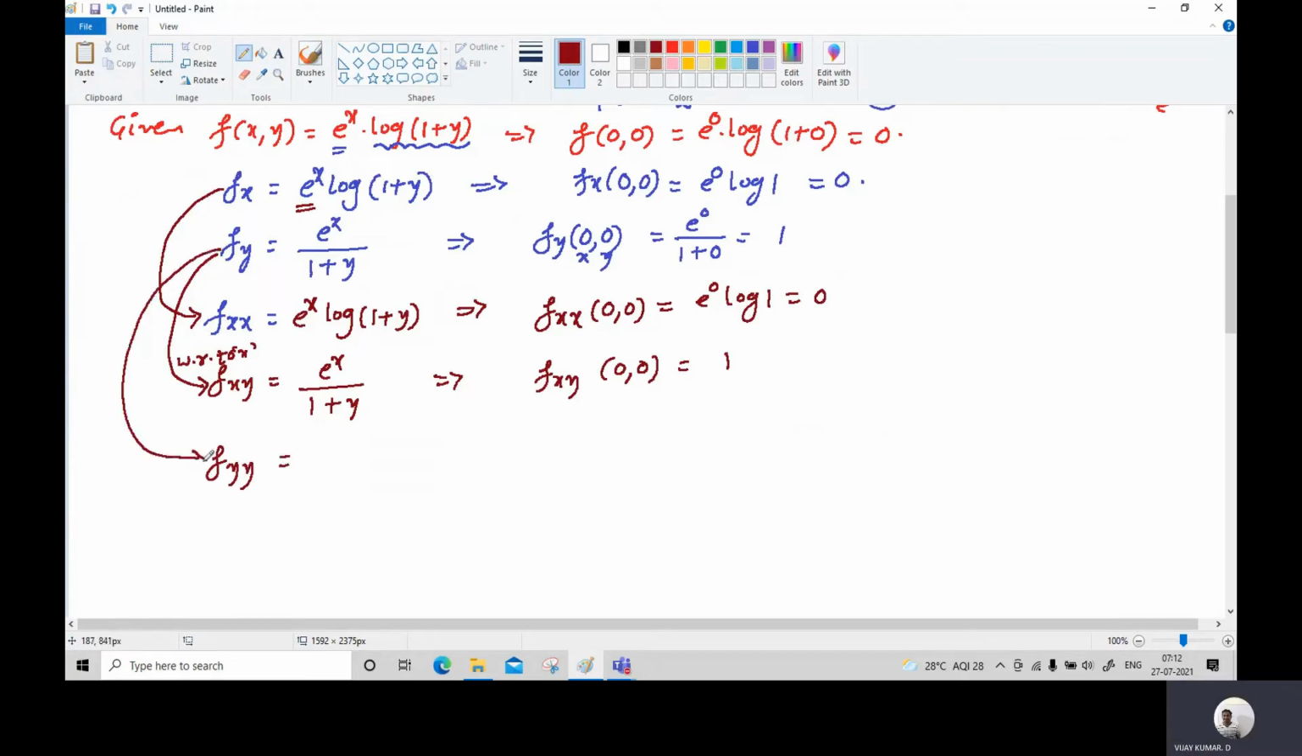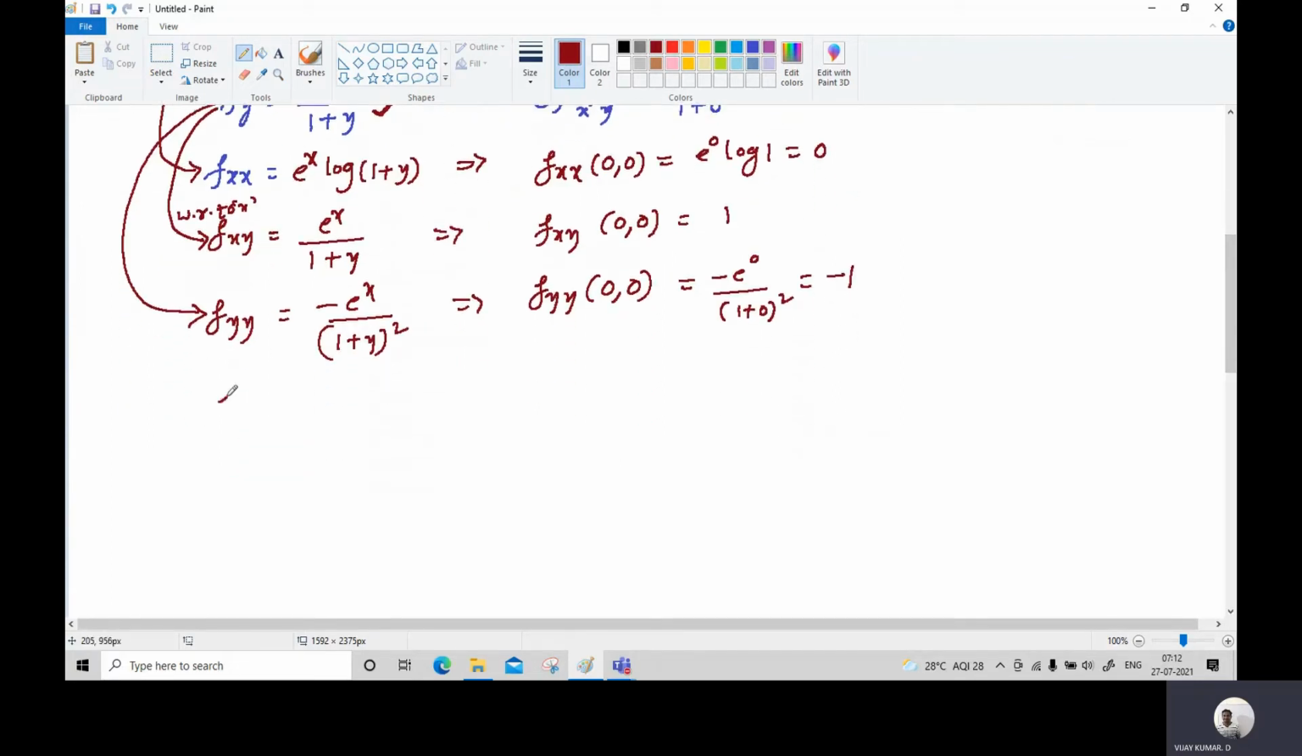Next, f suffix double y. Again, you should take this one. Already e power x by 1 plus y is there. For this, we have to take another partial derivative with respect to y. It is in the form of 1 by (1 plus y). Partial differentiation of 1 by (1 plus y) with respect to y is minus 1 by (1 plus y) square. That's why we will get here e power x by (1 plus y) whole square, with a minus sign. So f double y at origin is minus e power 0 by 1 plus 0 whole square. It would be minus 1. Next, we have to find out f triple x, the third order partial differentiations.